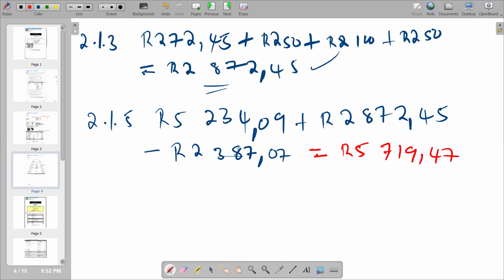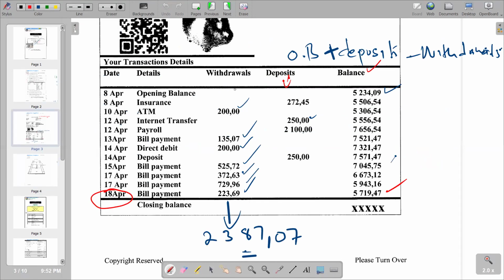But the total should be 5,719.47. So this is what we have. So this becomes the final answer, and this is the same answer that we have as the final balance in our 18 rands 47 cents.